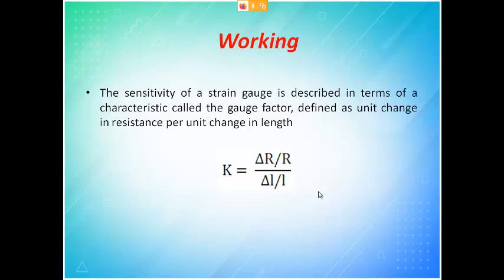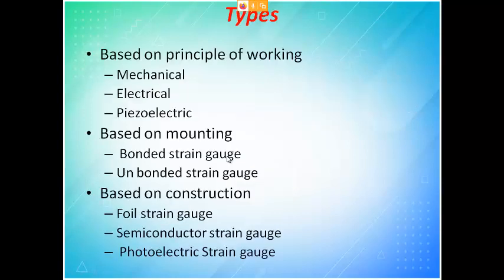The sensitivity of the strain gauge is described in terms of a characteristic called the gauge factor, which is defined as the unit change in resistance per unit change in length. So this resistance is the only thing that is going to change. This change in resistance is because of the change in length. That is what they say. So if the length is changing, automatically the resistance will change, and this K factor will change. From this K factor, the voltage will change, and the voltage is being read. So this is how it is working.